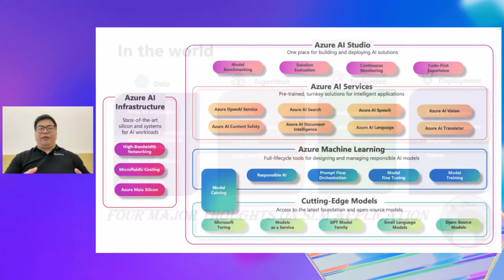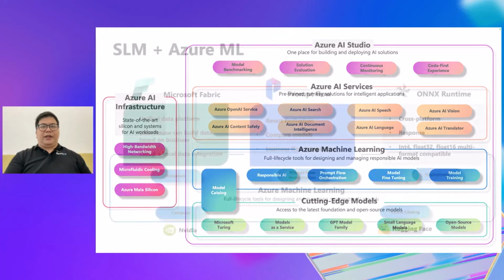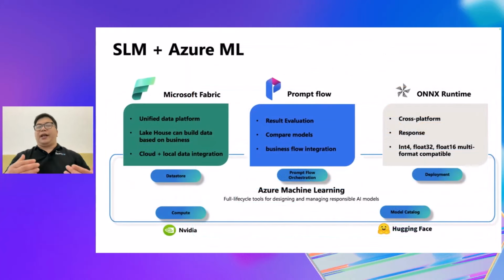Microsoft has a very full set of scenarios for you. For data you can use Microsoft Fabric. For the algorithm you can use fine-tuning in Azure AI Studio or Azure Machine Learning Studio. Another thing is the evaluation. You can use prompt flow, and then the last thing is deployment. You can use our models as a service functions.